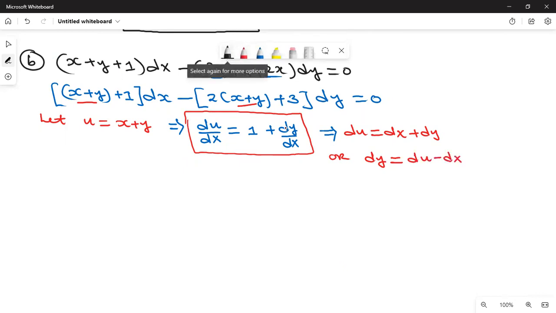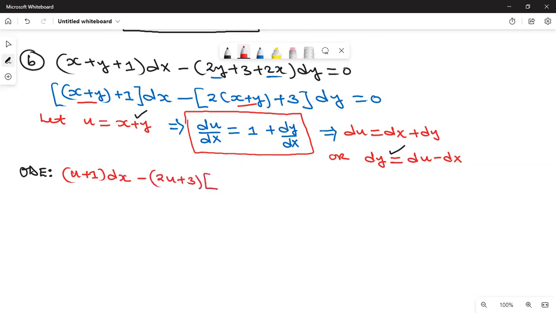So these are the substitutions. Where there is x plus y, we write u, and where there is dy, we are going to write du minus dx. So therefore, our ODE, when we substitute these two, we are going to get u plus 1 dx minus 2u plus 3.